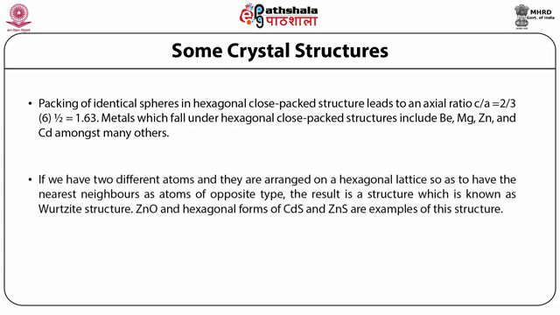If we have two different atoms and they are arranged on a hexagonal lattice so as to have the nearest neighbors as atoms of opposite type, the result is a structure which is known as wurtzite structure. ZnO and hexagonal forms of CdS, that is cadmium sulfide, and ZnS, that is zinc sulfide, are examples of this structure.